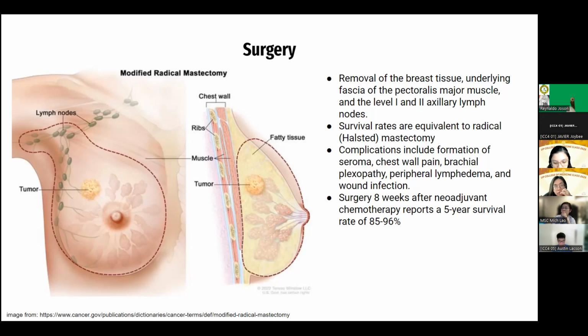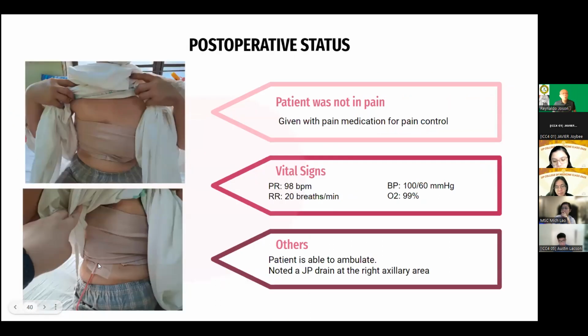So with this po, we believe that post neoadjuvant chemotherapy, modified radical mastectomy is the most cost-effective and the most efficient surgery to be used on the patient. So ito rin po yung nagawa po sa patient. So this was the post-operative status of the patient after undergoing the modified radical mastectomy, when we met with them post-op.